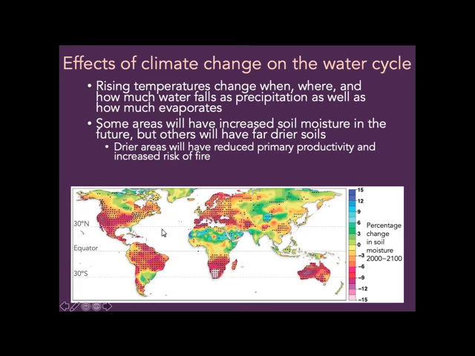The drier areas are going to have reduced primary productivity and increased risk of fire as well. You can see a couple areas over here and here may actually get a little bit more moisture. But the other thing to note is that precipitation is also going to become more variable. So even if they're getting, on average, more water, they may not be getting water when they need it in order to grow what they need to grow. Also in the drier areas, for example in California, you get all of your yearly water within a really short window of time, and that might not be enough for a good growing season.